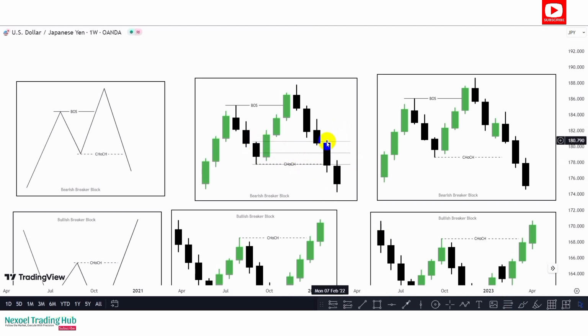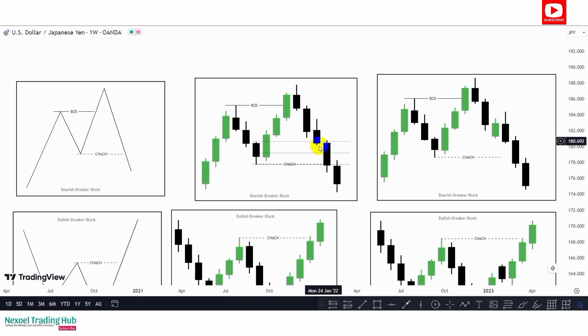So I would consider this breaker block zone as a zone to look out for to take a trade entry when I'm seeing price pulling back into it. This is a valid order block because it led to the move to the upside that took out this liquidity resting here, swept this high point, and broke this previous high point. And then you can see price came to the downside and violated the order block.